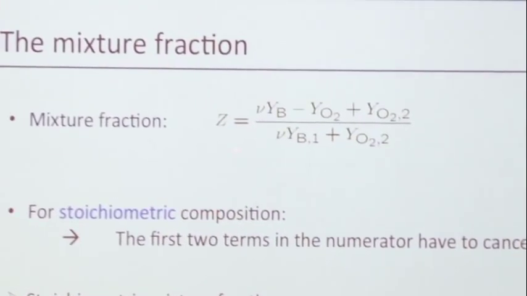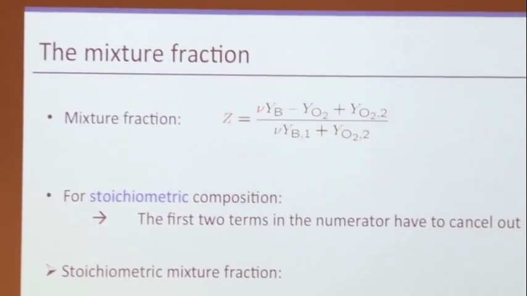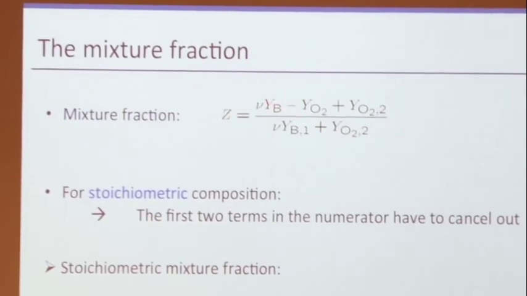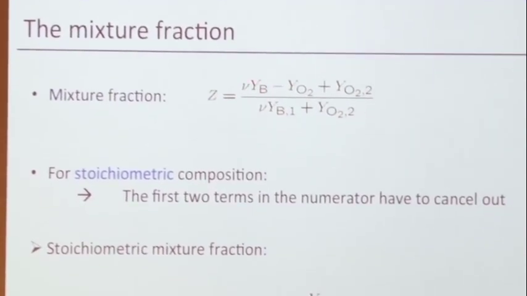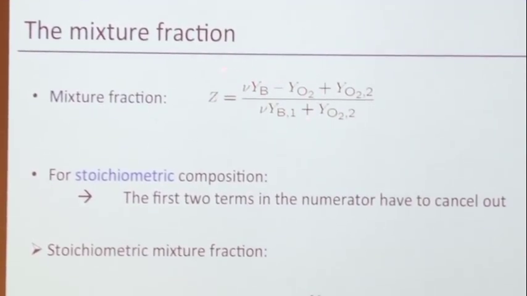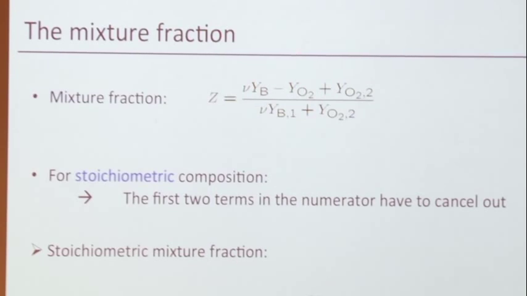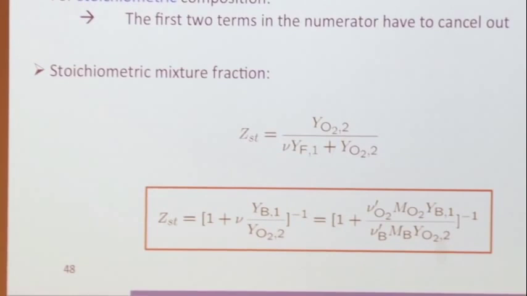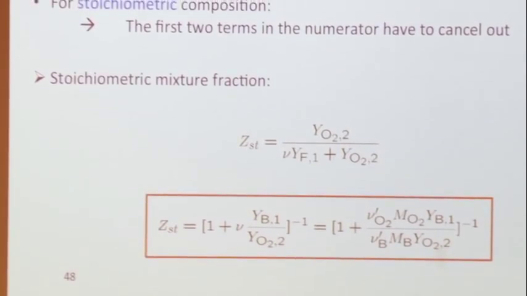Now you can look at a stoichiometric composition. Stoichiometric means at stoichiometric, once it's burned, YB and YO2 should be 0. So we just set this here equal to 0. And so this is the stoichiometric value. Now we can think of what's the typical stoichiometric value.